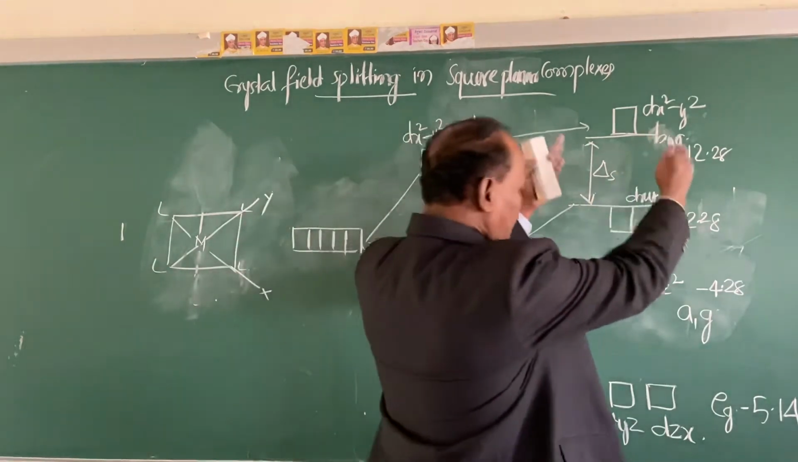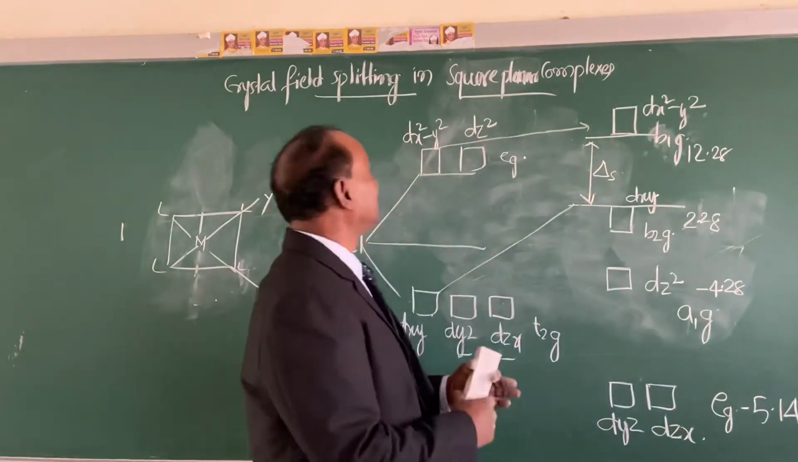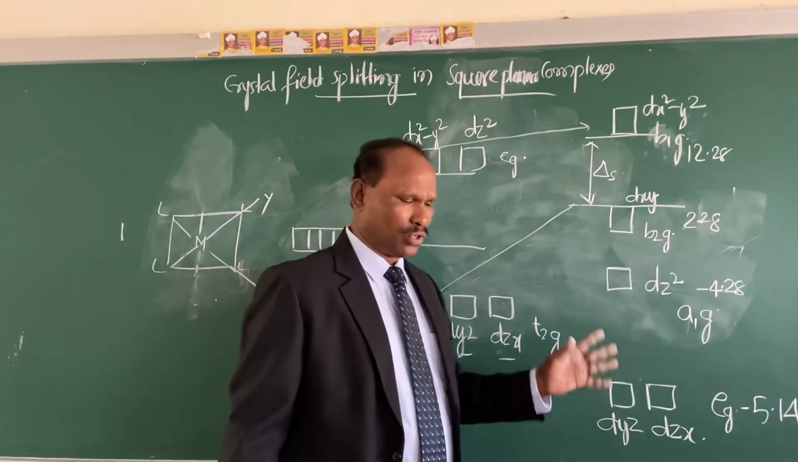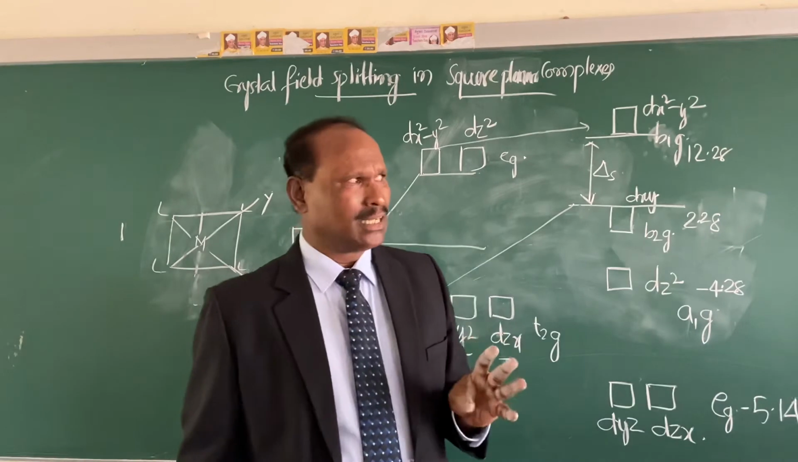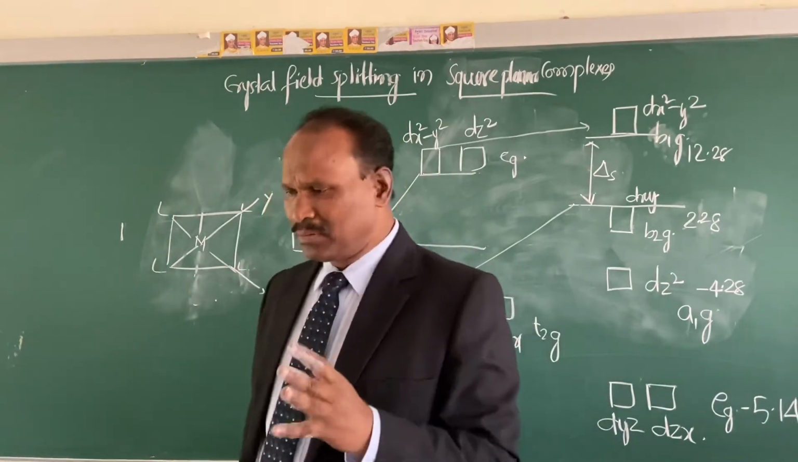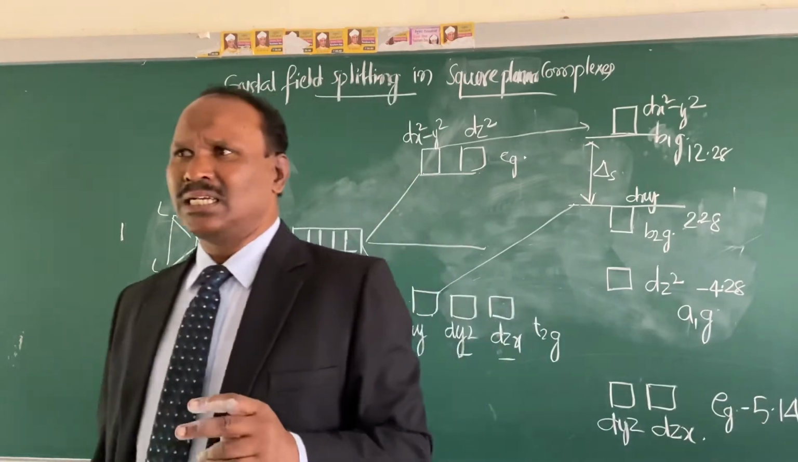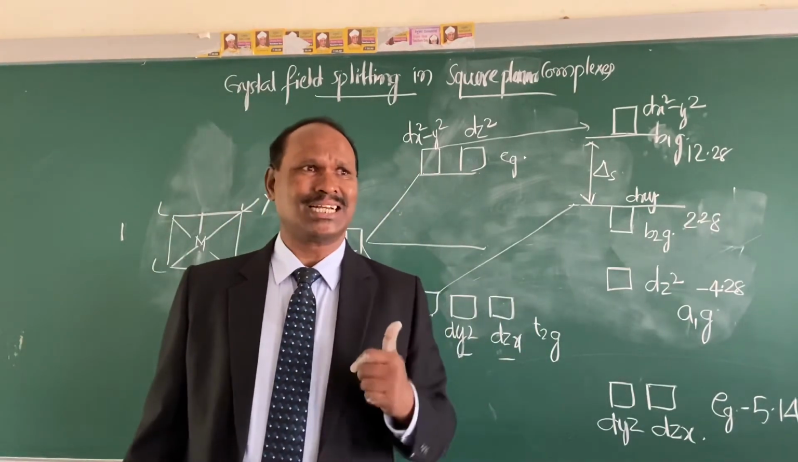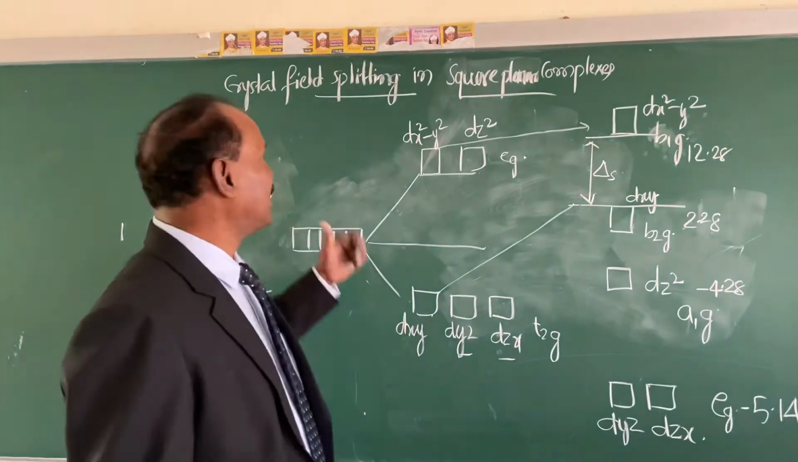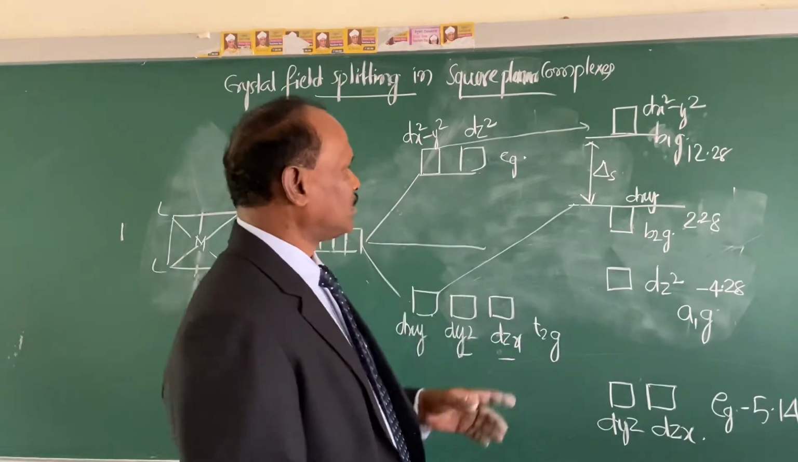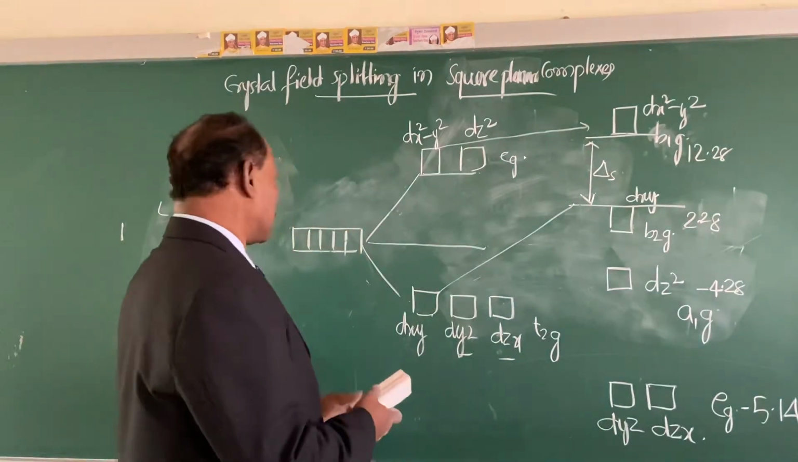So this is the crystal field splitting in case of the square planar complexes. You have learned in three cases how the d orbitals are splitting: number one, in octahedral complexes; number two, in tetrahedral complexes; and finally, we have studied the crystal field splitting in case of the square planar complexes.